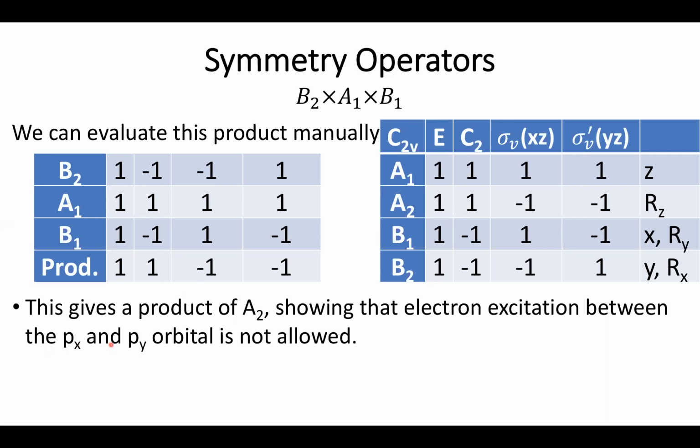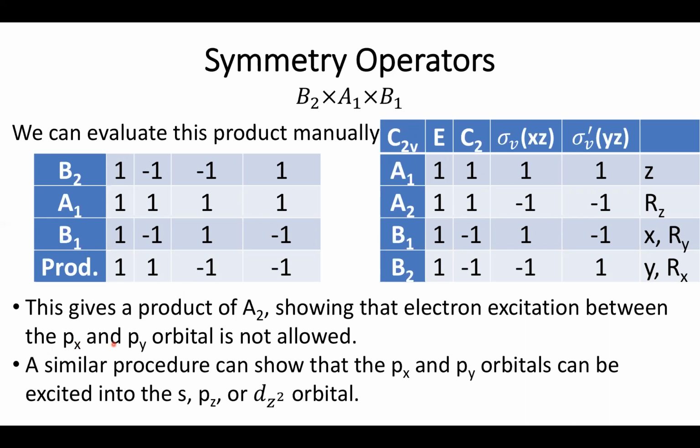However, you can actually conduct a very similar procedure and find that excitation from either the px or the py orbital is actually allowed if it's excited into the s, the pz, or the dz squared orbital, which shouldn't be too surprising because all 3 of these species belong to the completely symmetric representation. So in other words, you can excite from B1 or B2 into A1, which is actually a fairly cool trick. So this more or less brings us to the end of our tour de force through symmetry.